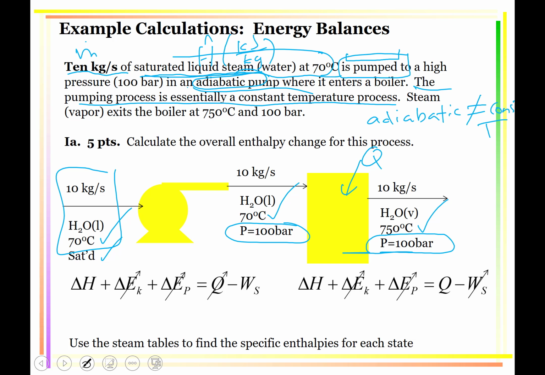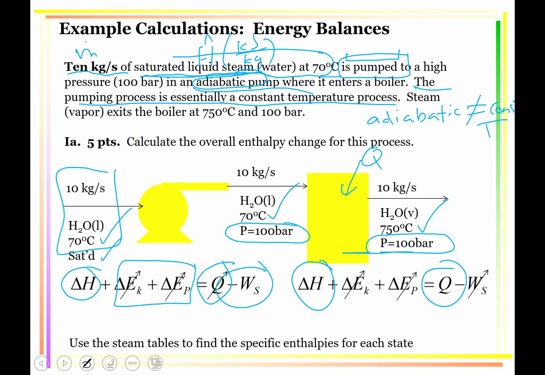So for our pump, we have no heat transfer. It's adiabatic, and we're neglecting these, which is a good approximation. But we do have a delta H, and we have a shaft work. So delta H is equal to the shaft work. On the other hand, for the boiler, there's no shaft, so we have delta H is equal to Q, no shaft work. And you can use the steam tables to find the specific enthalpies for each state.